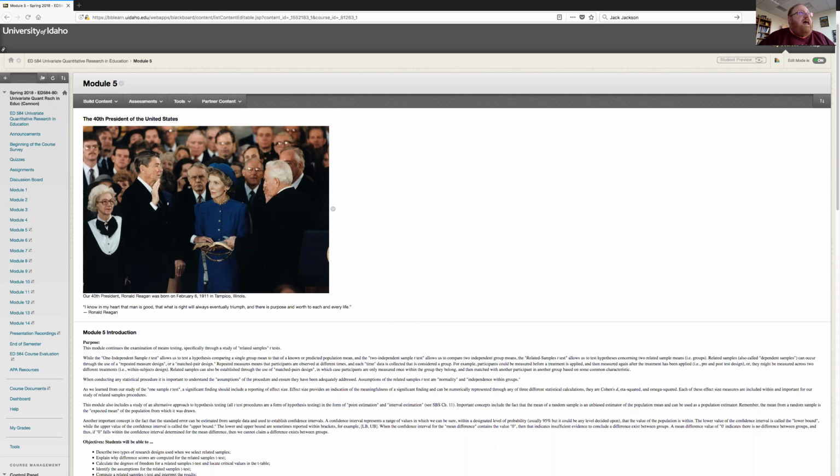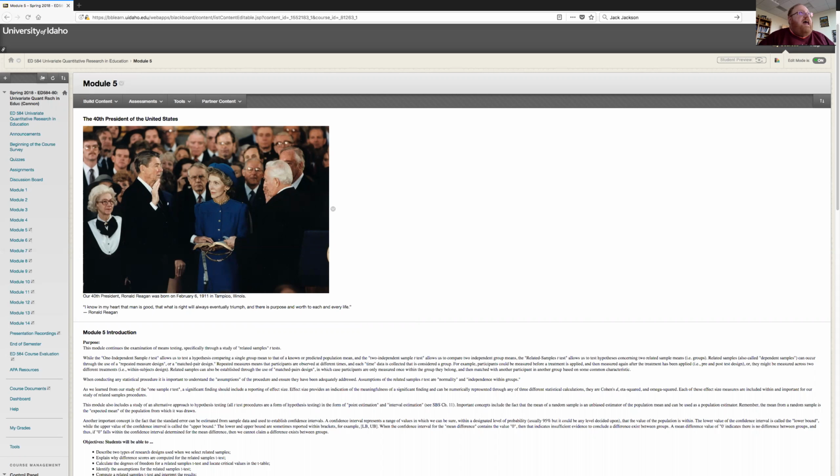As we learned from the study of the one sample t-test, a significant finding should include a reporting of effect size. Effect size provides an indication of the meaningfulness of a significant finding and can be numerically represented through any of three different statistical calculations. Those are Cohen's d, eta squared, and omega squared. Each of these effect size measures are included and are important for our study of related samples procedures.